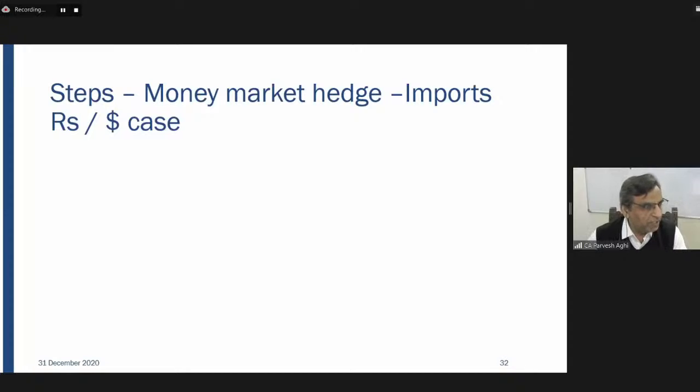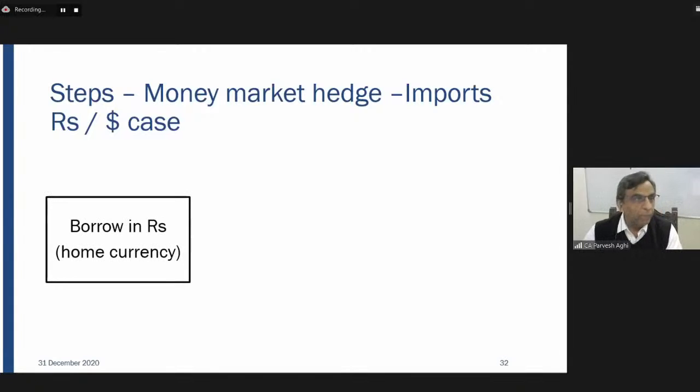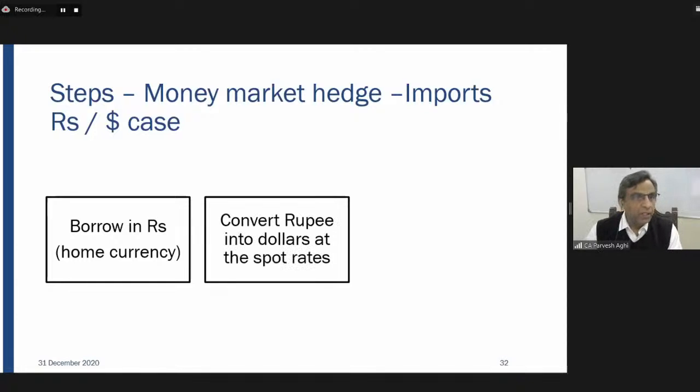Suppose it's a rupee-dollar case again to explain. Borrow in rupees. Now it's going to be reverse. Instead of borrowing in foreign currency, you borrow in rupees, which is the home currency, and convert the rupees into dollars at the spot rates. So you're going to convert the rupee into dollars. That means you're taking money abroad.